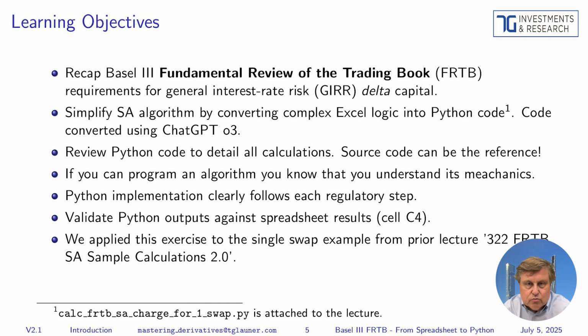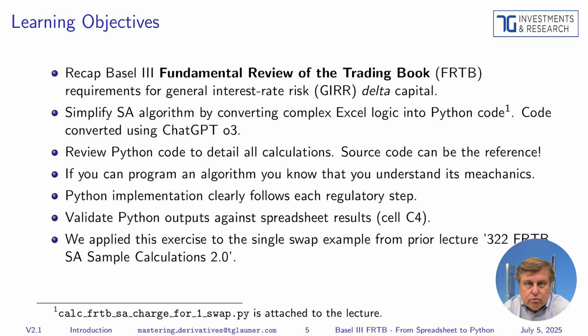In this lecture, we will start with a concise recap of the FRTB requirements for general interest rate risk delta capital. We then streamline the standardized approach algorithm by translating the complex Excel logic into Python. The accompanying script, calc FRTB SA charge for one swap, was produced from last session's spreadsheet with a few manual tweaks in the GPT o3 model.